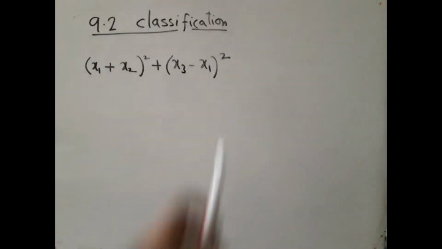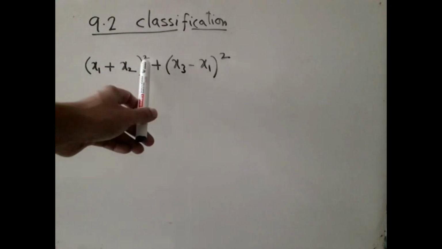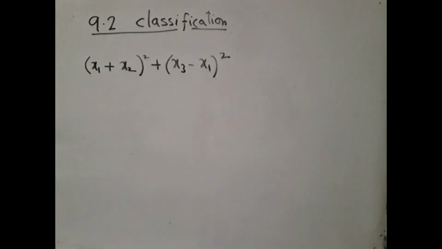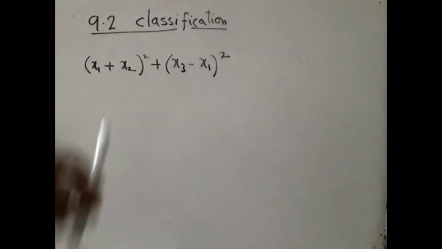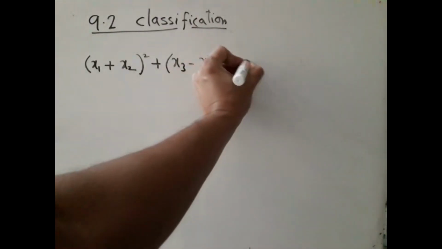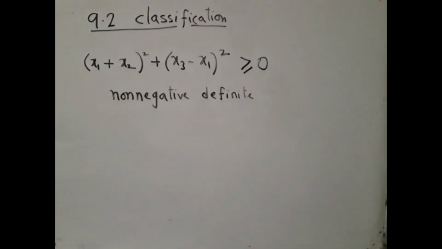Suppose I take this quadratic form. This may not readily look like a quadratic form, but if you do this squaring and this squaring also, you will find that it is indeed a quadratic form. Now the way I have written it, you can quite easily see that for real variables this can never be negative. So this is always greater than or equal to 0. Such a quadratic form is called non-negative definite, and it is abbreviated to NND.